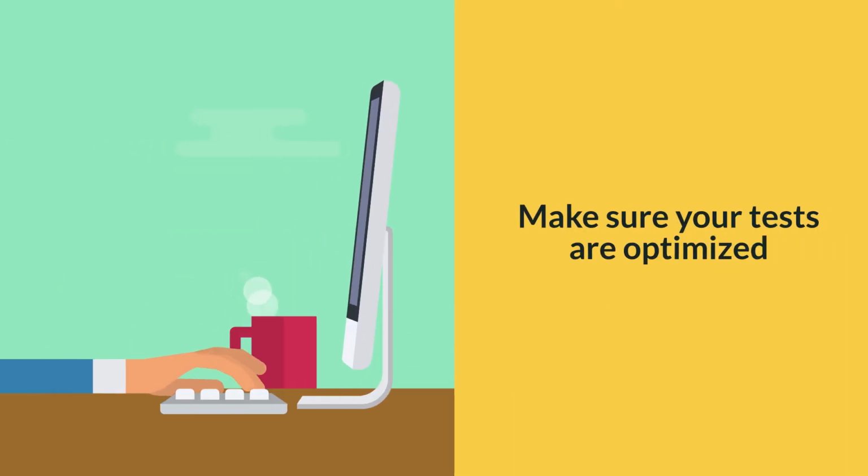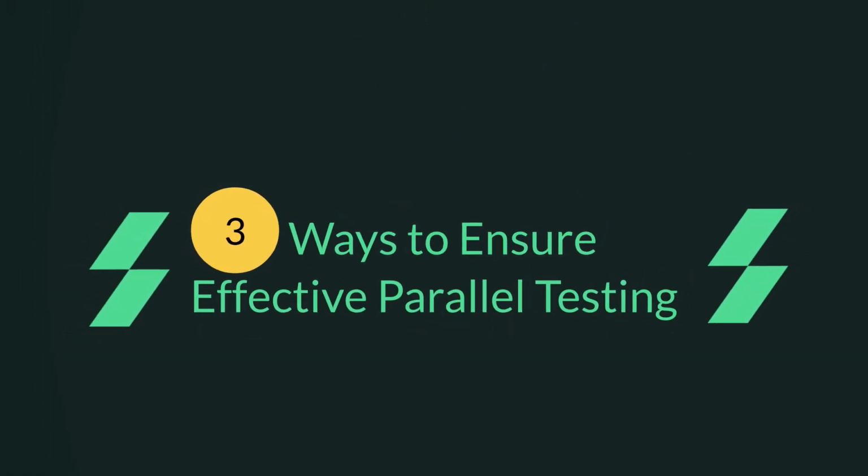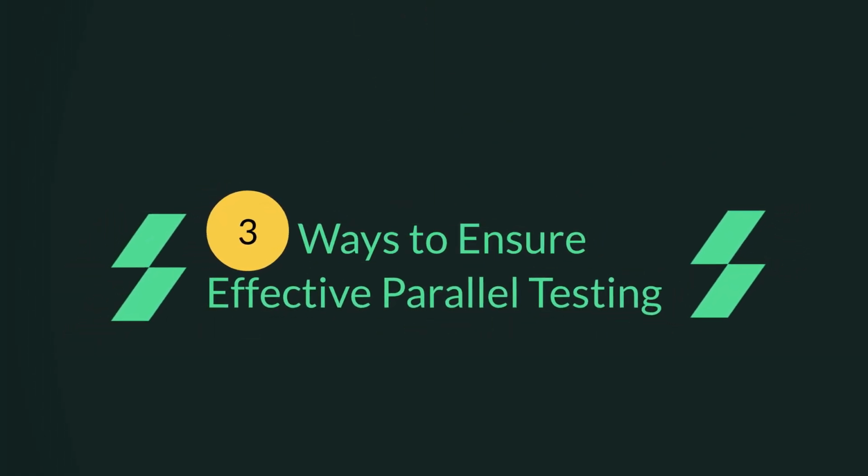Third, make sure your tests are optimized. It's really important to ensure that the site under test can handle concurrent access to shared resources without causing issues. Now let's review 3 ways to ensure effective parallel testing.